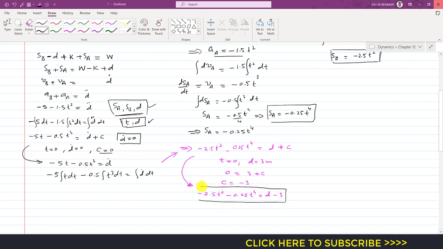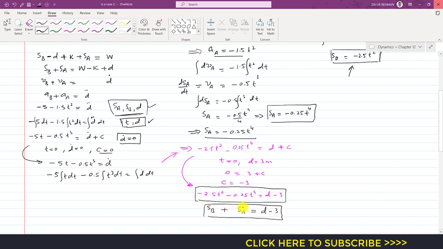This is a very important equation, right? This will give us all the solutions which are required. So now if I look into this value, this is minus 0.25 t raised to the power 4. So we can say that this is SA, right? And here we can see that SB is minus 2.5 t square. So this whole term is SB. So this is SB plus SA equals D minus 3.